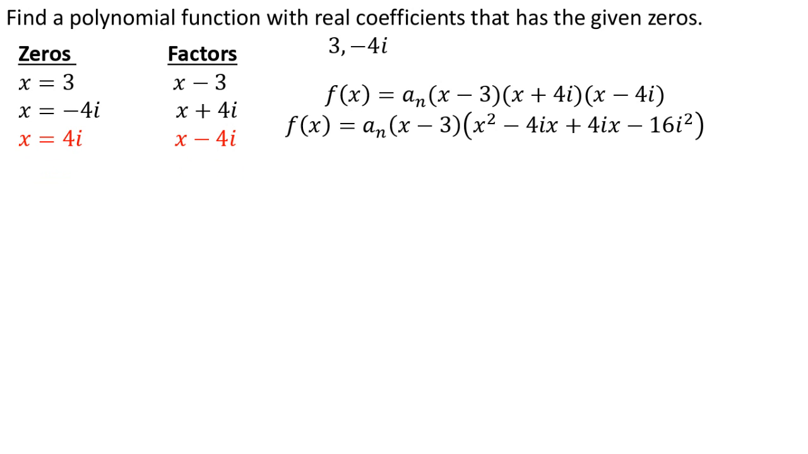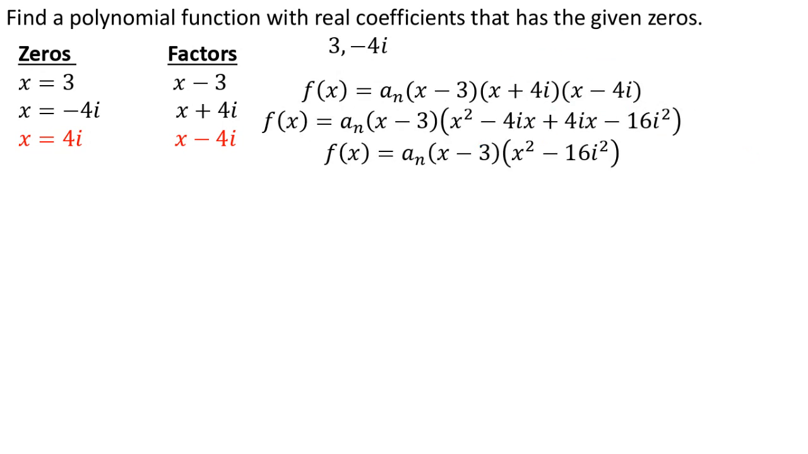Okay. So if we multiply, I always encourage you to start with your imaginary factors. So here I'm going to have x times x is x squared. x times negative 4i is negative 4ix. 4i times x is 4ix, and then 4i times negative 4i is negative 16i squared. Notice the negative 4ix and the 4ix cancel, so it becomes 0. And so I'm left with negative 16i squared.